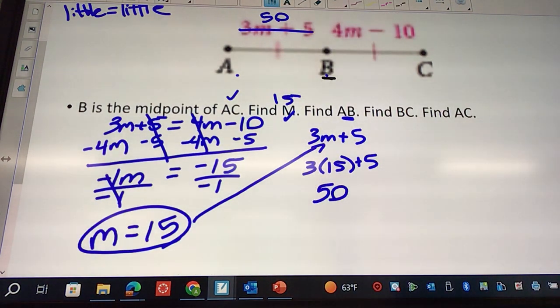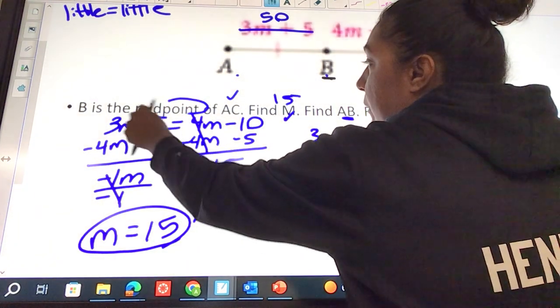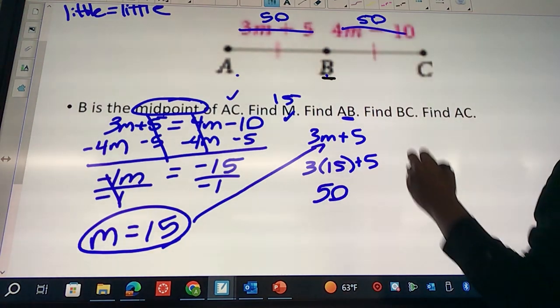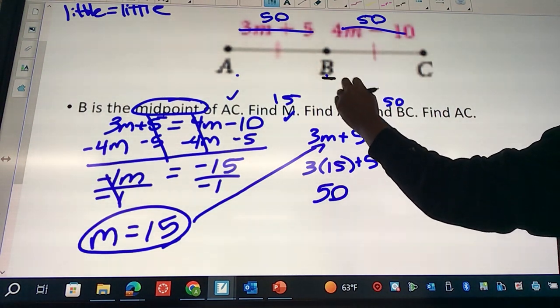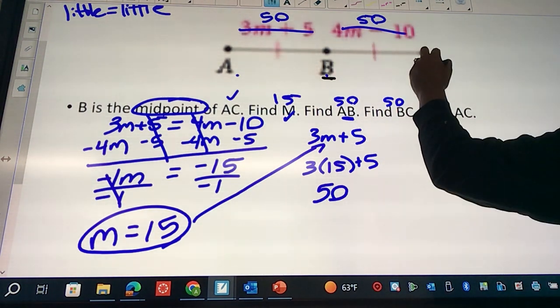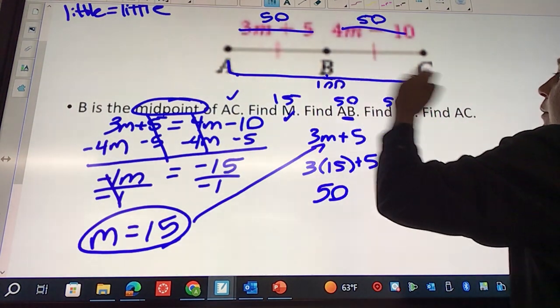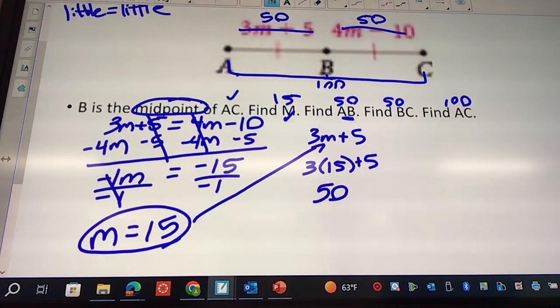Okay, once you know the first one, you can figure out everything else. Because this is the midpoint, if this is 50, then this is 50. So BC is also going to be 50. Then it says find AC. Well, we just take the two and add them together. So 50 plus 50 is going to be 100.